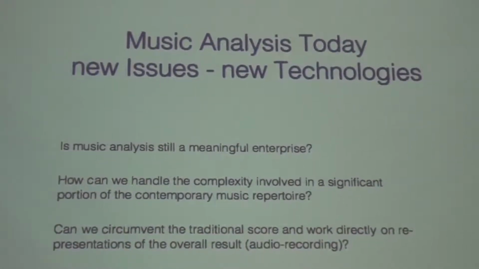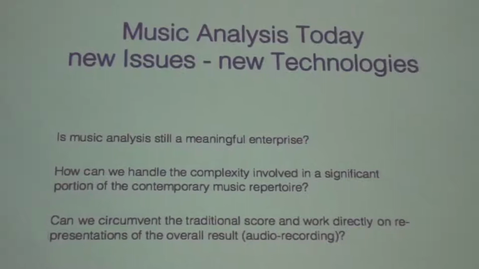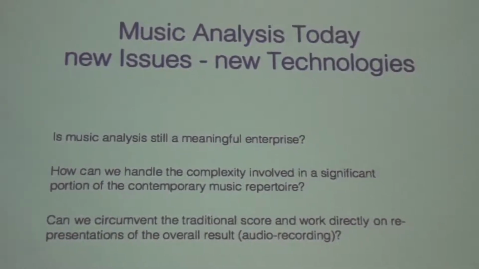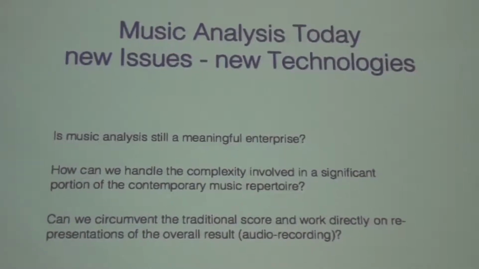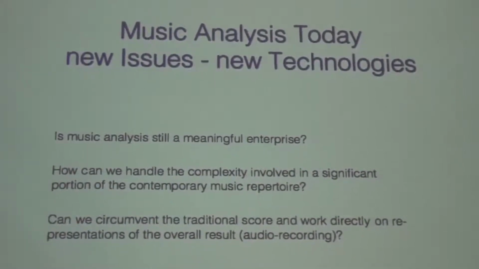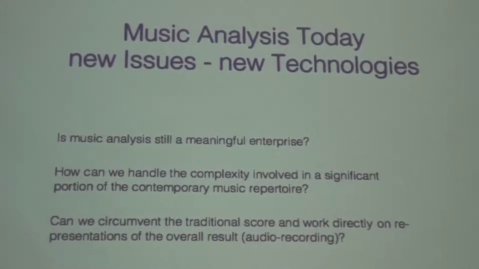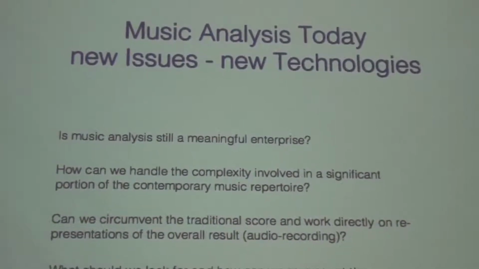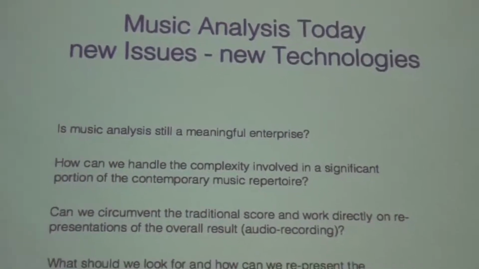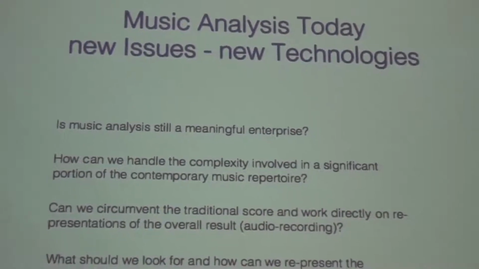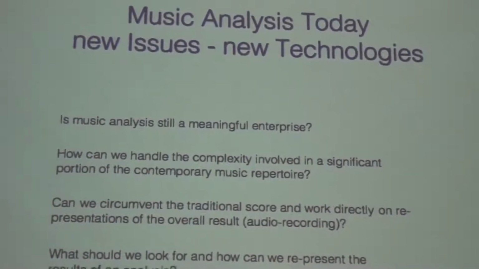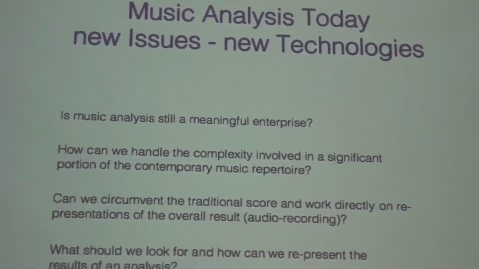Can we circumvent the traditional score and work directly with a representation of the overall results, so with the argument? This is now sliding towards technology, as you can see. Though this can also be done with paper and listening, of course. And then finally, what should we look for and how can we represent the results of an analysis? So when we have a Ryan Ferdinand score, where do we start? How do we enter this mess? It's not a mess, it's a jungle.